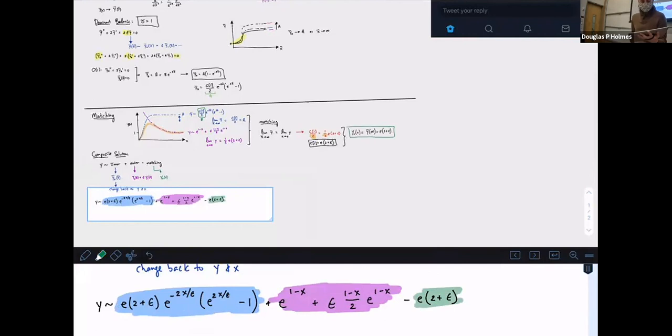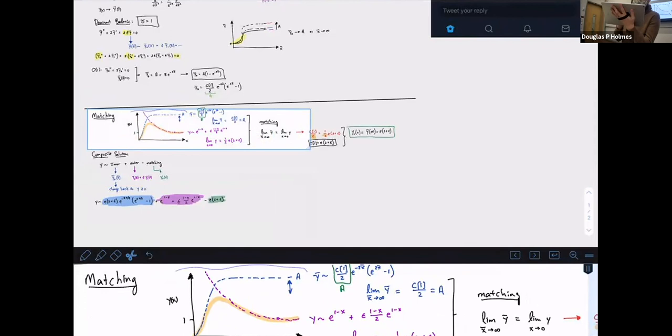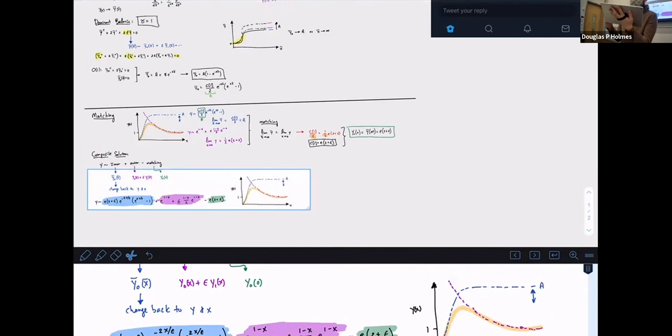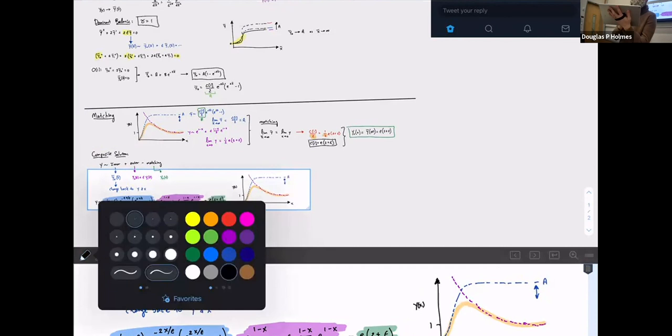The end result of all this is a curve. Sorry, I'll bring that back in one second. The end result of all this is a curve. What color have we not used yet? Maybe pink. There's a curve that does this.